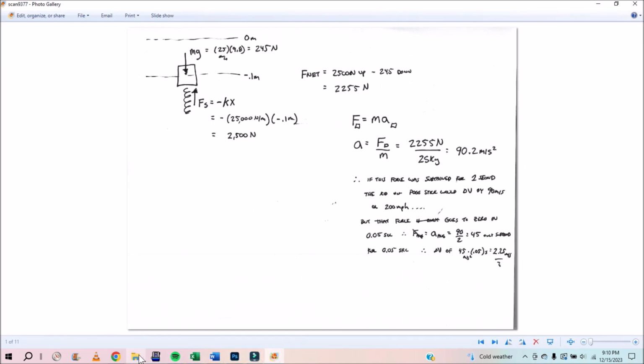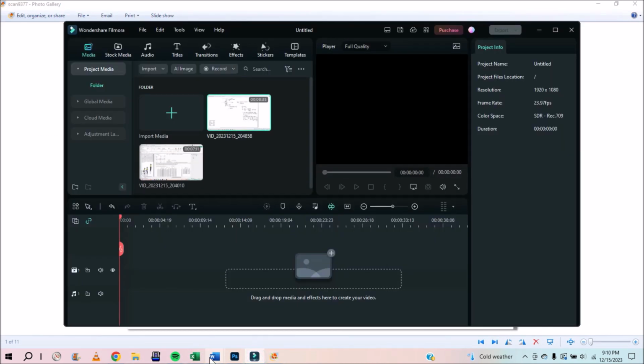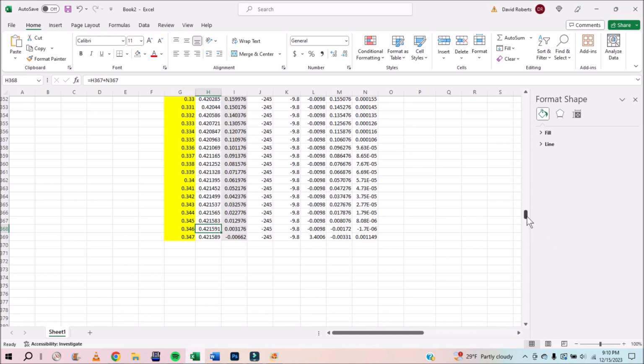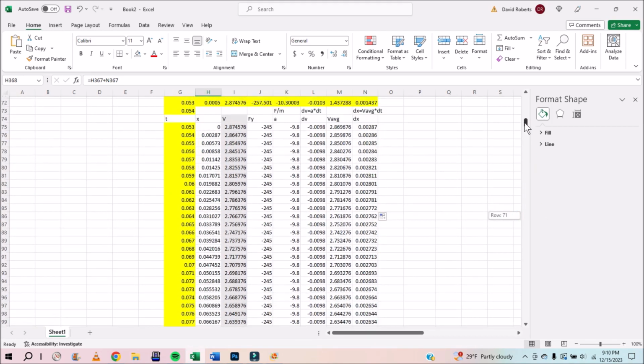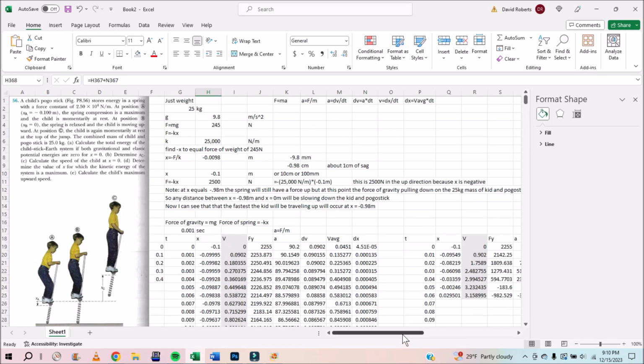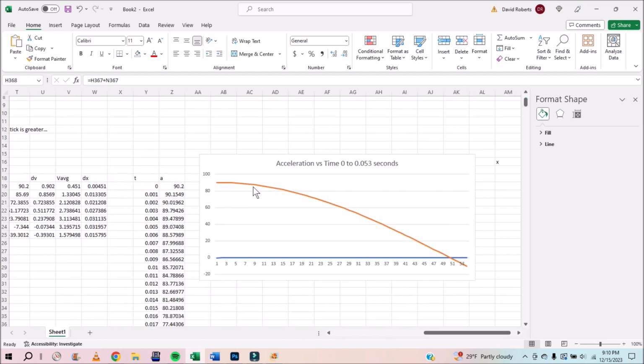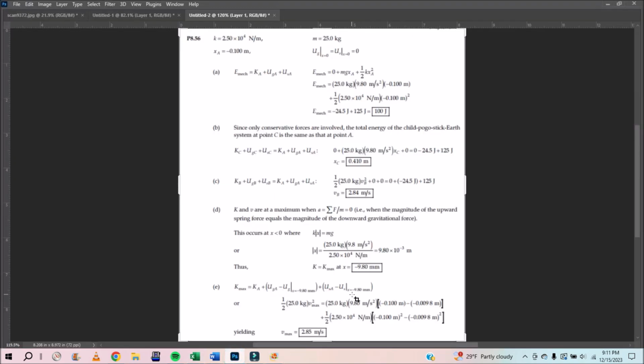If we go to the solutions manual for this problem, it says 0.41. So we don't get 100% accurate. This actually overshot, because it probably shows the force of the spring being higher than it is, because the force of the spring is the dominant thing. Anyway, this is the acceleration versus time. We're about done, and let's look at how the solutions found it.